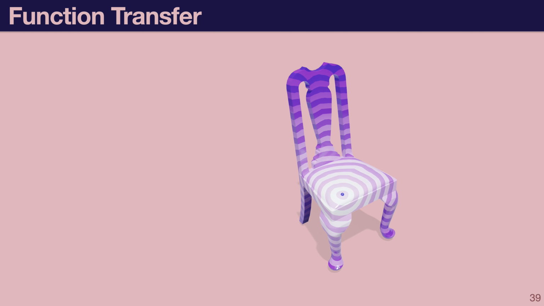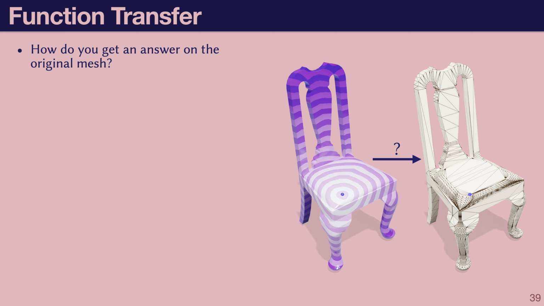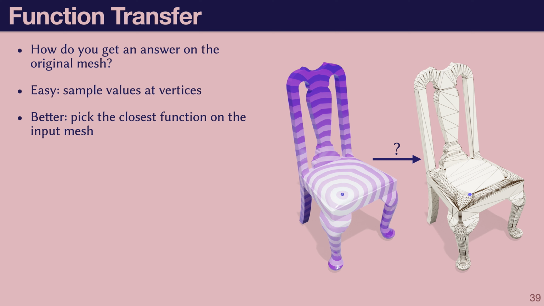But once we have a high-quality solution on the intrinsic triangulation, what do we do with it? Generally, what we really want is a function on the input triangulation instead. One easy solution is to simply sample the values of the intrinsic function at the vertices of the input triangulation. This is straightforward to compute, but often yields a suboptimal result. Instead, we can try to pick the function on the input mesh which is as close as possible to our high-quality solution on the intrinsic mesh.